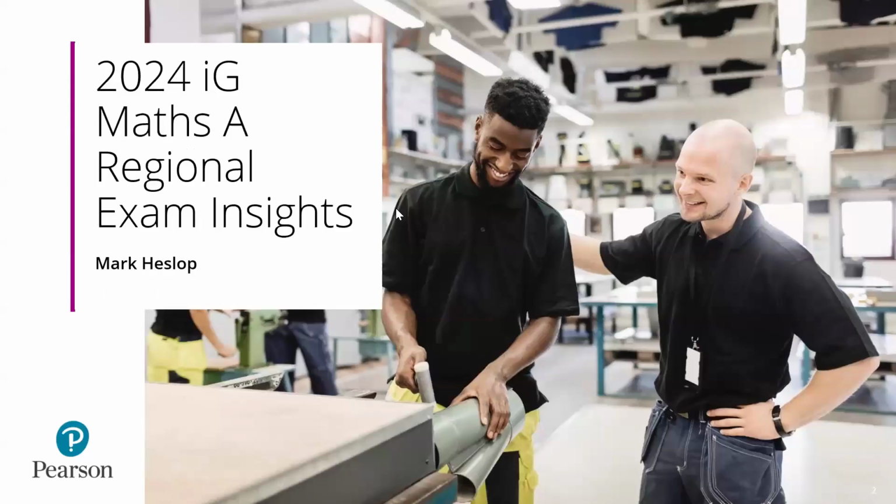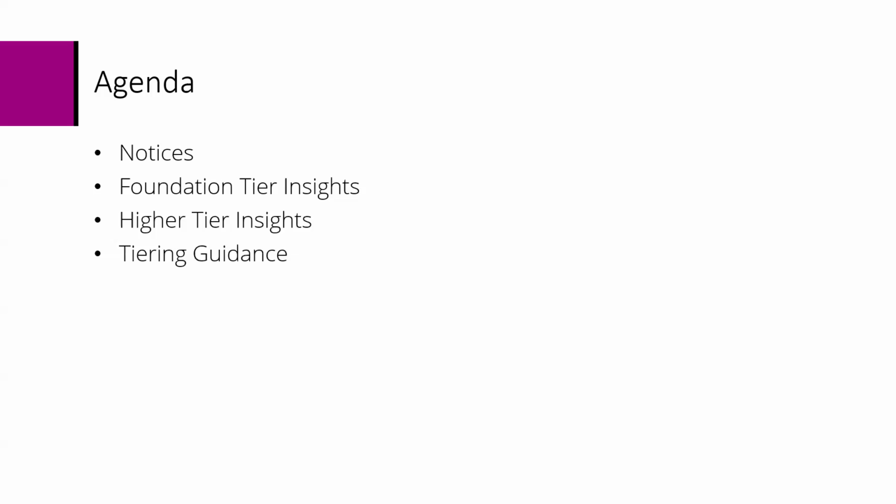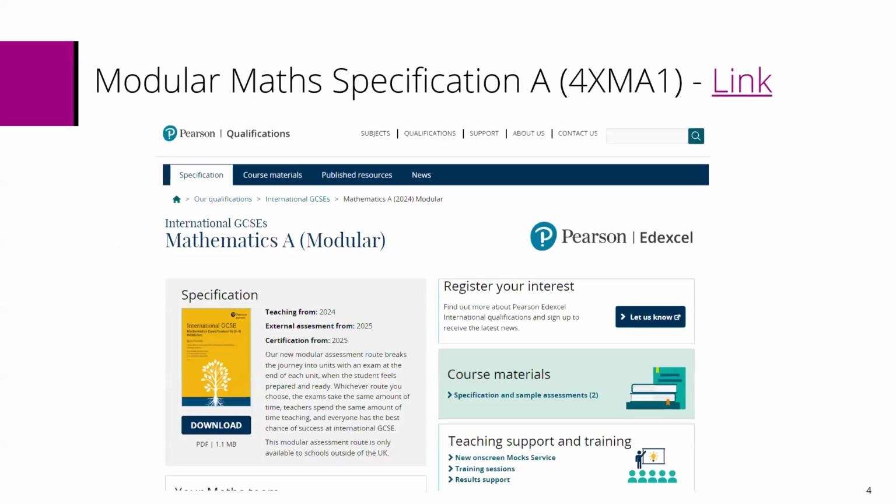So, quick agenda for you. If you see me looking left here, it's because I have this on another screen. We've got a few notices especially about modular. We're going to look at some foundation tier insights. Now, I'm aware the majority of entries are higher tier, so we're going to concentrate on the higher tier insights. We're going to look at some tiering guidance, because I know that's quite an issue for centres, that they get a lot of pressure to enter all their students for the higher tier. We've got some resources for you, and basically that'll take us to the full hour.